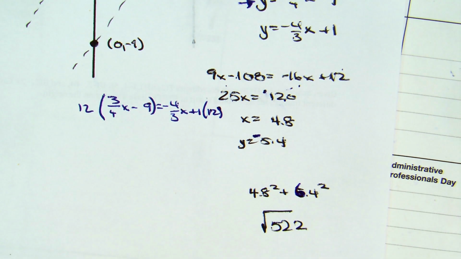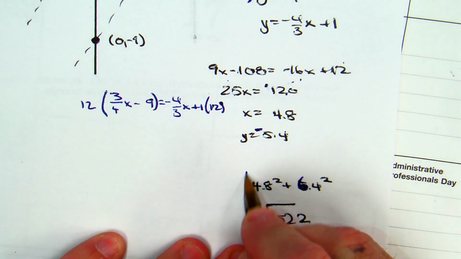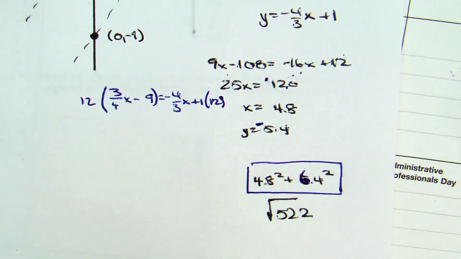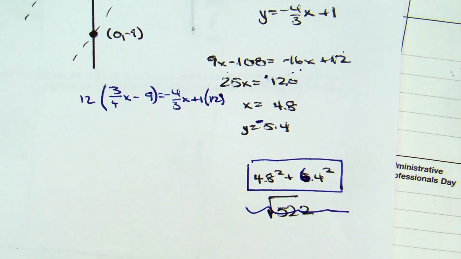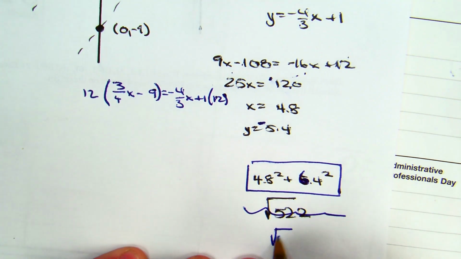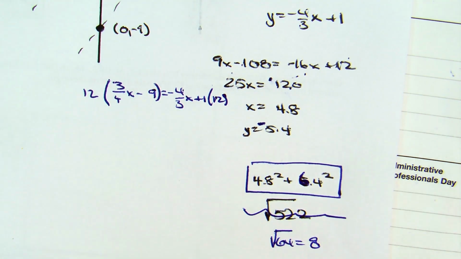All right. So whether I use distance formula or Pythagorean theorem, I'm doing what? 4.8 squared plus 6.4 squared. So I'm doing 4.8 squared plus 6.4 squared. And I get 64. And then what do I do for 64? The square root. What's square root of 64? 8. So the distance between the lines is 8.